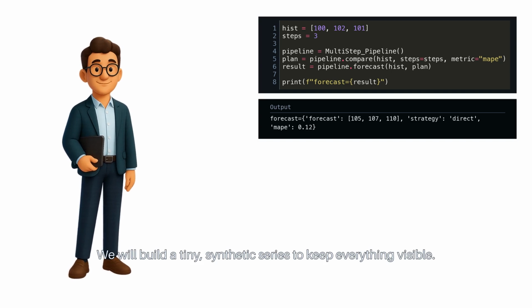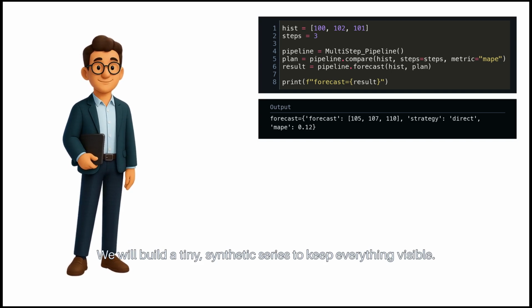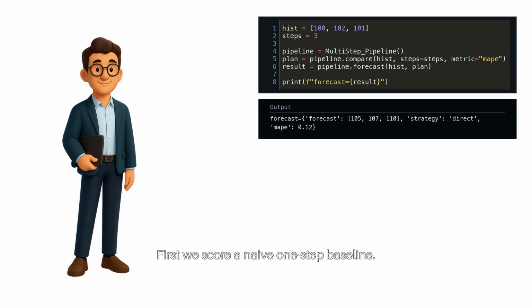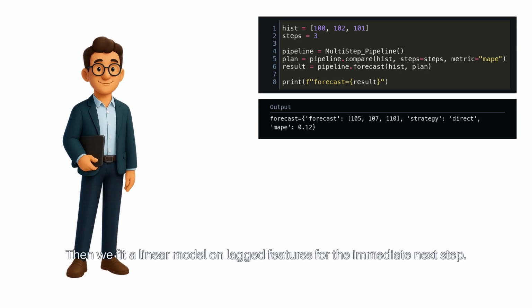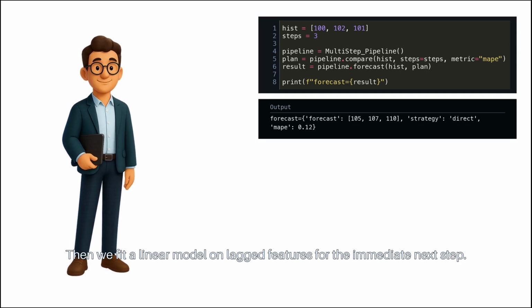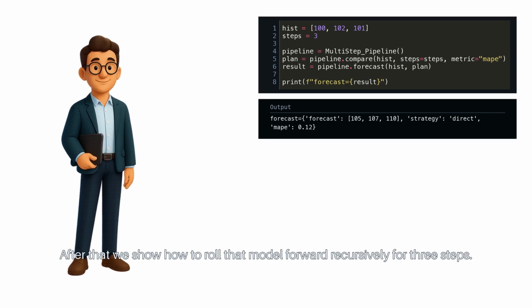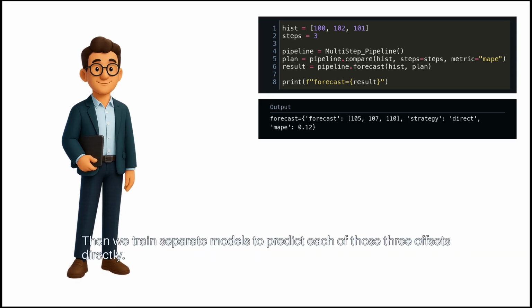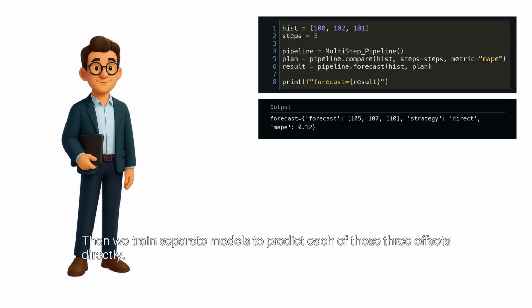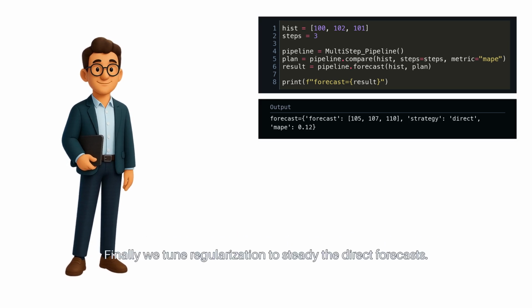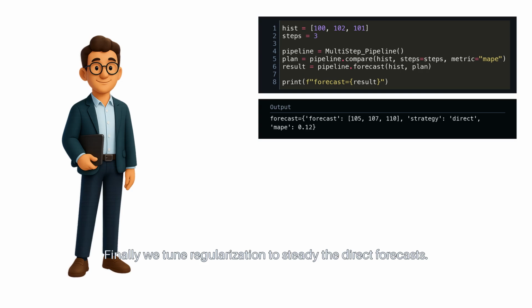We will build a tiny synthetic series to keep everything visible. First, we score a naive one-step baseline. Then we fit a linear model on lagged features for the immediate next step. After that, we show how to roll that model forward recursively for 3 steps. Then we train separate models to predict each of those 3 offsets directly. Finally, we tune regularization to steady the direct forecasts.